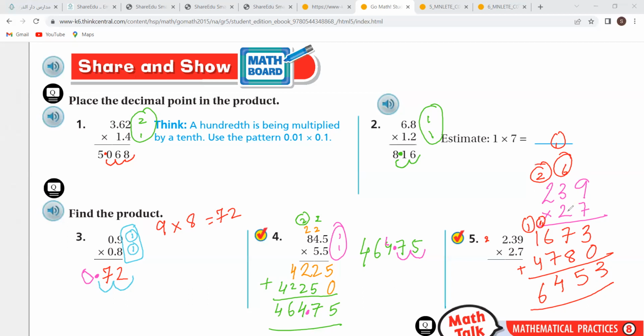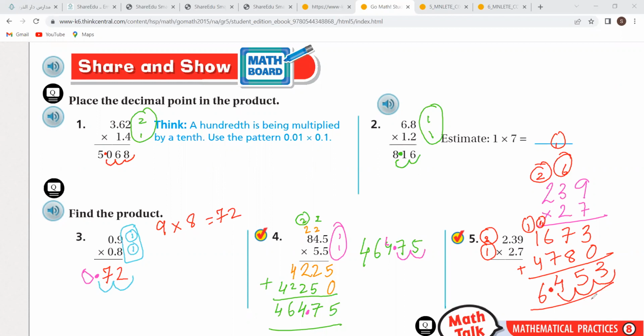Miss, I did something wrong. Check again. Miss, you went wrong at one step. Hala, yes? Miss, you're going to put the decimal point after the 6. Okay, 2 here and 1 here. So total you have 3. 1, 2, and 3. So you'll put it after 6.